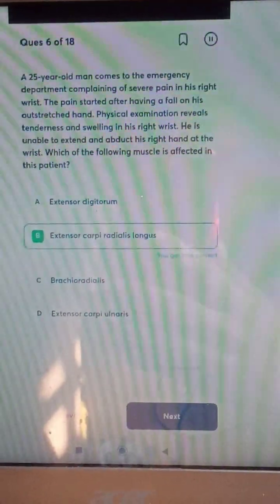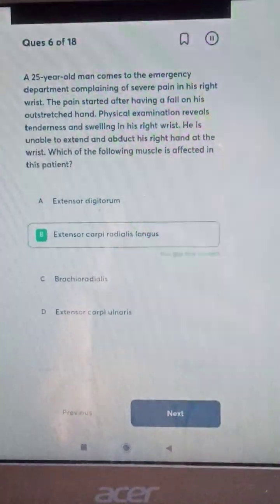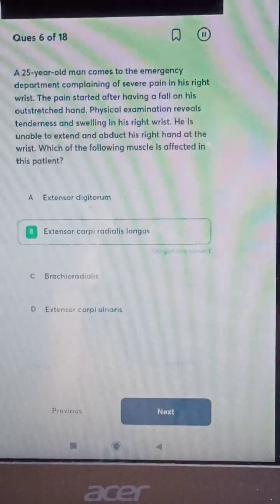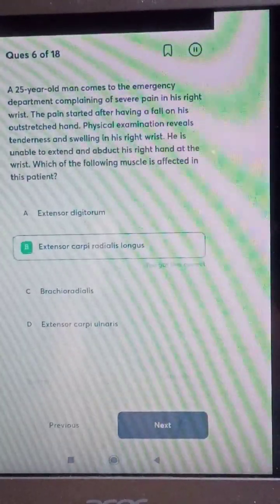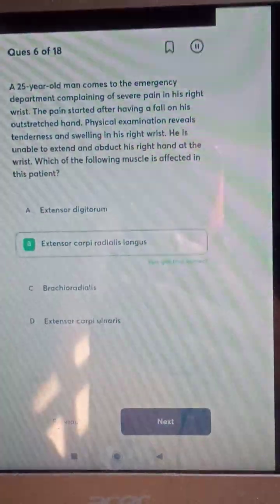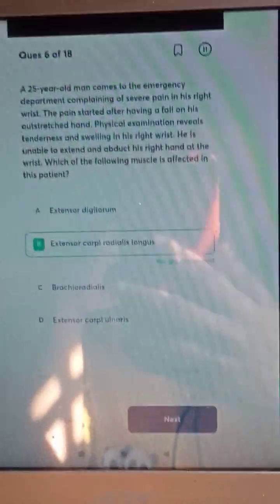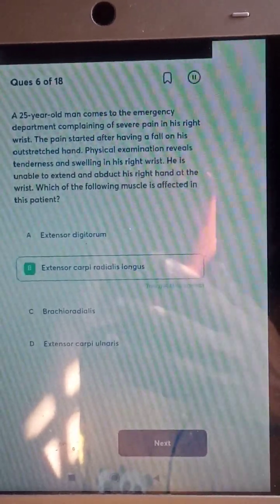So according to the question here, extensor carpi radialis longus is the answer because it is helping in extension and abduction of the wrist. Extension with extensor carpi ulnaris, and abduction with flexor carpi radialis.